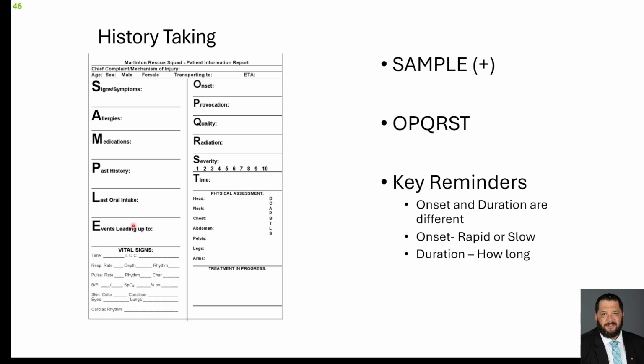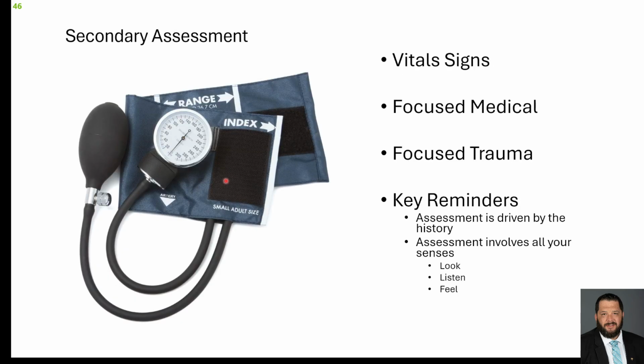Okay. You'll also use the OPQST acronym to define some of this, and we'll go into this a little bit further with the history lecture itself. Some key reminders on this: onset and duration are different. Okay, so when we talk about O with onset, onset is a rapid onset or a slow onset. Has this been coming on for days, or did it come on all of a sudden? Okay, and then your time is how long has it been going on. Okay, so things to keep in mind as we go forward.